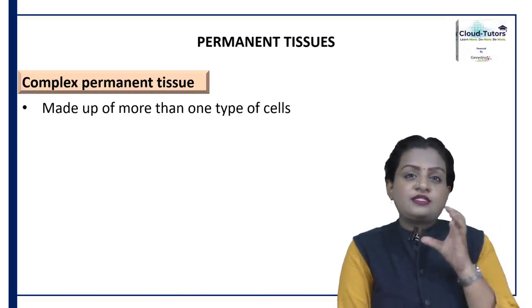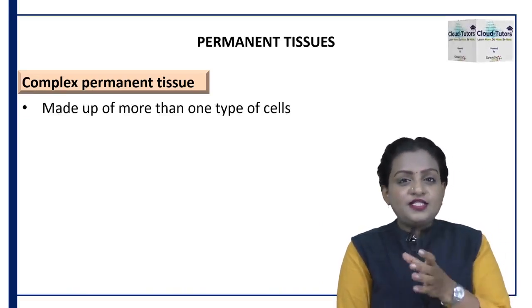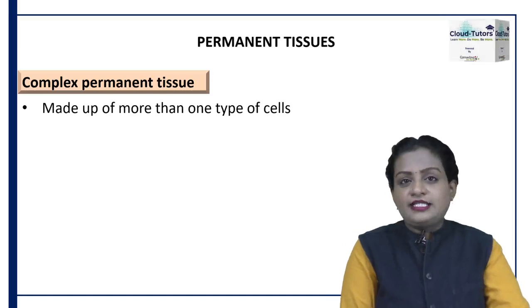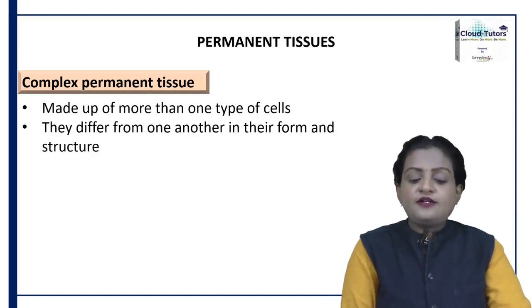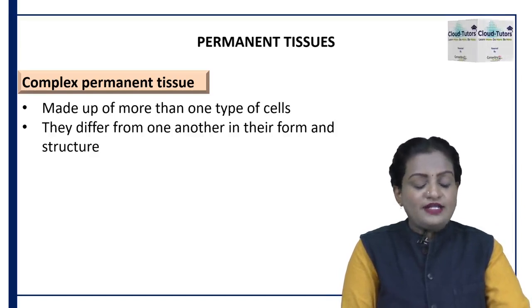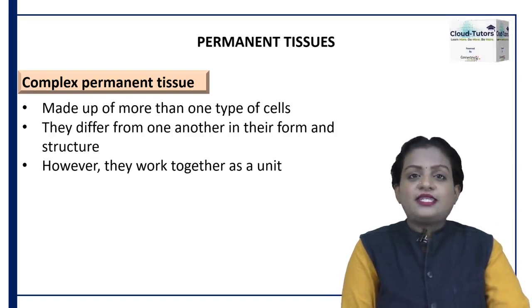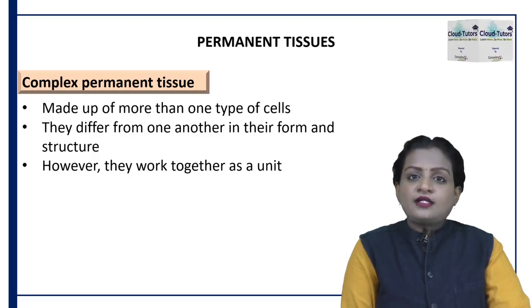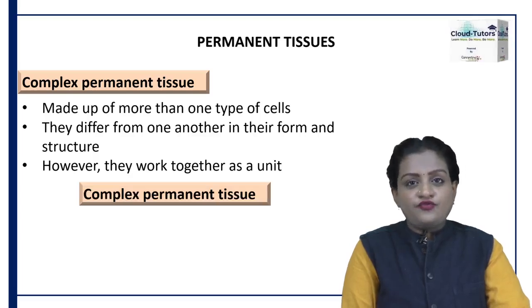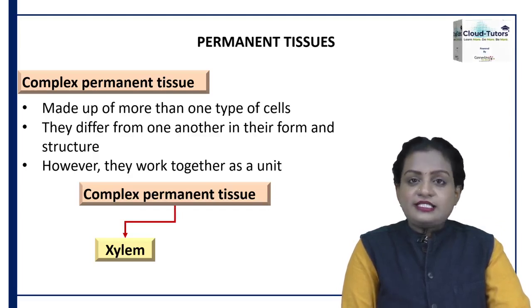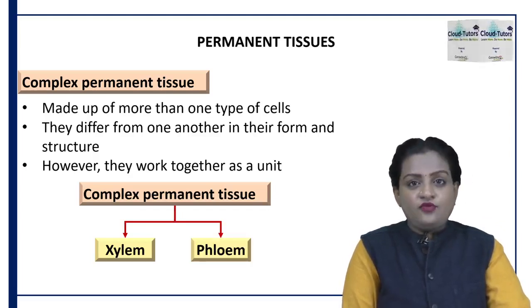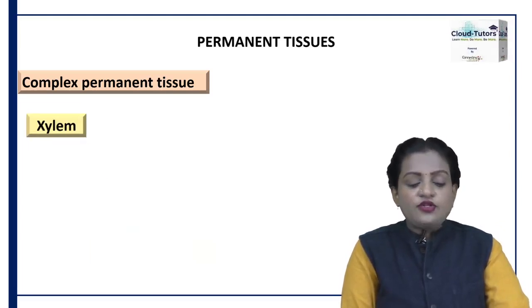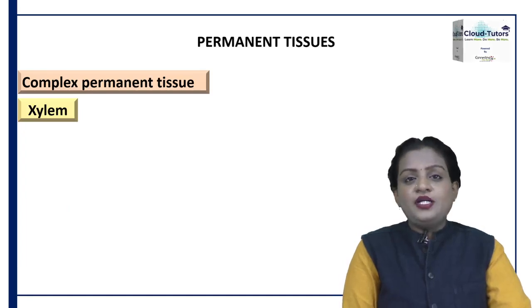That is, even though it's a tissue, it can have 2-3 types of cells, but function should be similar. They differ from one another in their form and structure. However, they work together as a unit. And complex permanent tissues are of two types. One is xylem, second one is phloem. So first we are going to start with xylem.